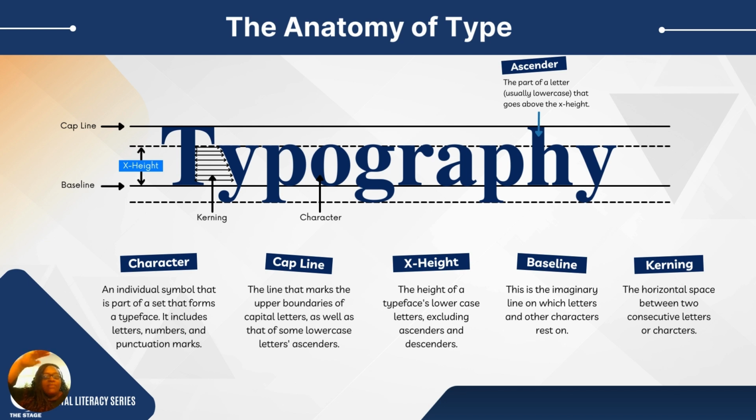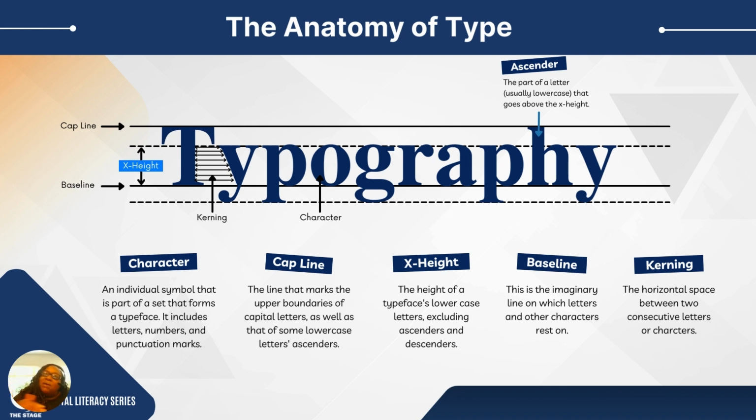Well, that top line is called the cap line. And that cap line marks the upper boundaries of capital letters, as well as that of some lowercase letters that have what we call ascenders. And we'll talk about that in a second. So, cap line, that's the top line, right? And then you have the baseline. Now, the baseline is sort of that imaginary line on which letters and other characters rest.